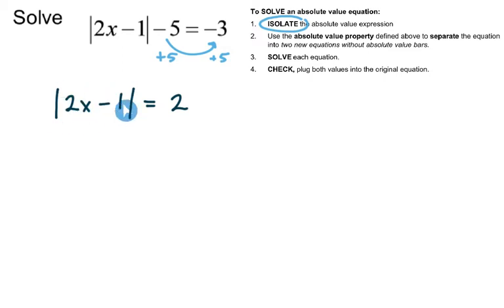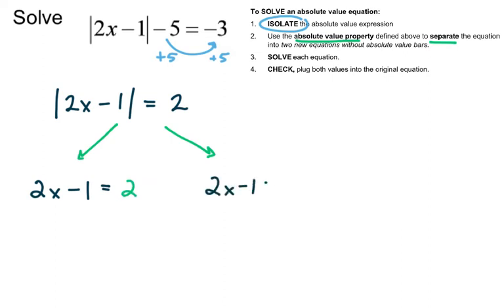At this point, I have one absolute value expression equal to a positive number. So in this situation, we're going to use that absolute value property and we will separate. I'm going to drop the bars. So I'm going to write this expression 2x minus 1 is equal to either positive 2, or we'll have 2x minus 1 is equal to negative 2. So I'm applying that absolute value property we just learned about. Essentially it says the expression is equal to the positive or it's equal to the negative.